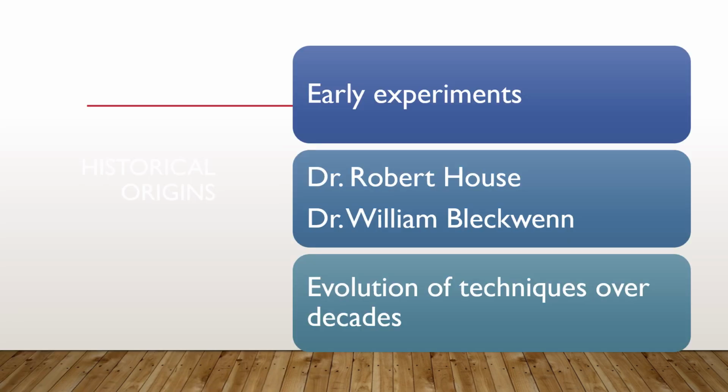So first, early experiments were done by Dr. Robert House and William Blackman, and the evolution of these techniques was carried forward as research progressed. In the 20th century, researchers observed the psychological effects of a few drugs. Use in forensic medicine became known much later. Robert Ernst House was a physician and an obstetrician. He coined the term truth serum while experimenting with scopolamine in obstetric cases.